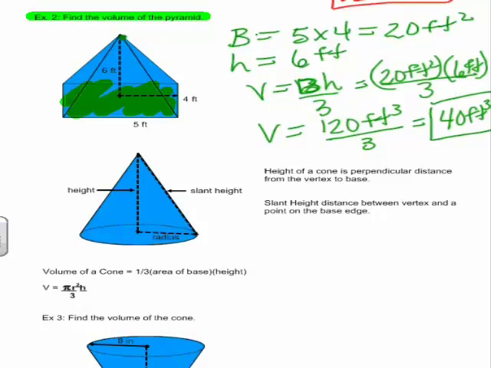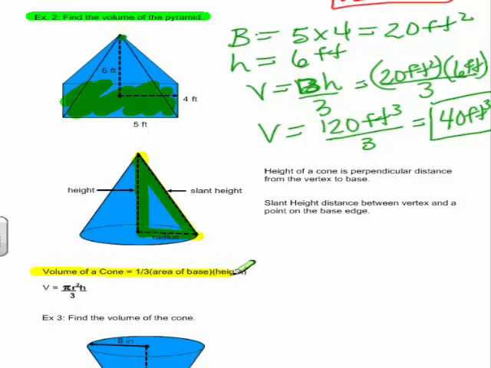Okay, now we want to talk about a cone. Now a cone, you still have the perpendicular height that comes from the vertex down to the middle of the base, which is a circle. You have the radius that goes across from the center of the circle to the side of the circle, and you have the slant height. And notice it makes a right triangle. So if you're missing the height on your cone, then you know how to use the Pythagorean theorem to find it.